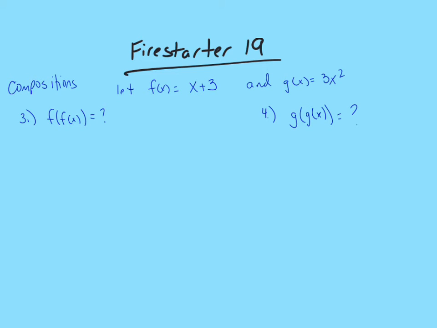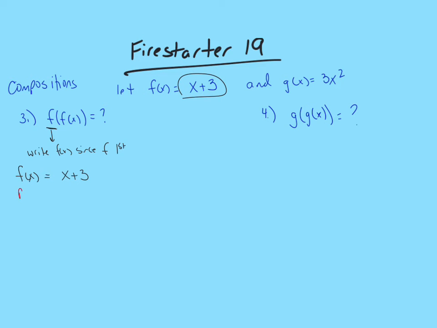Alright, so back to more compositions. Remember, compositions mean we're just putting one equation into another equation. So I'm going to take the entire equation and put it into another equation. Like I said, the first thing I always do is look at whatever is first. Since f is first, I'm going to write f of x equals x plus 3.